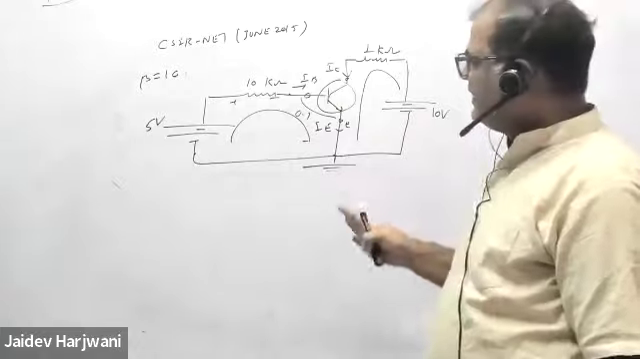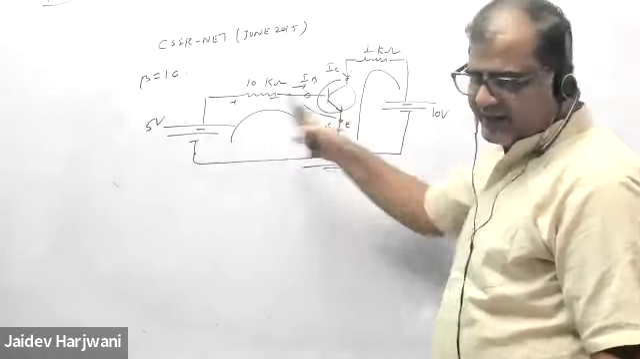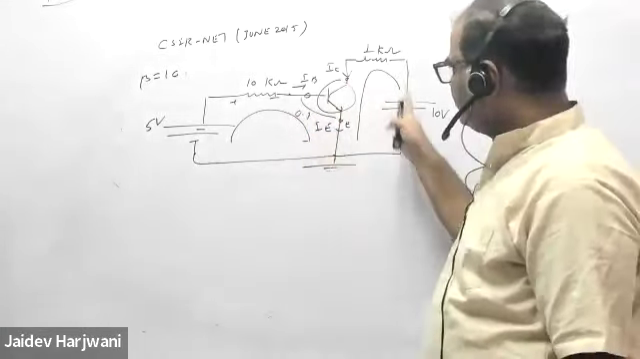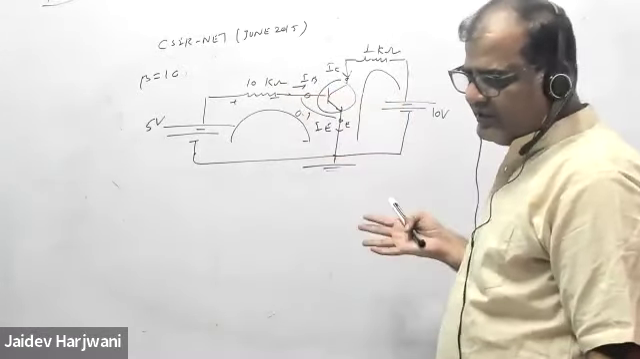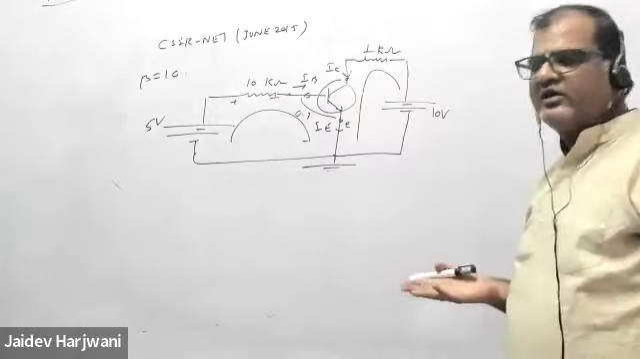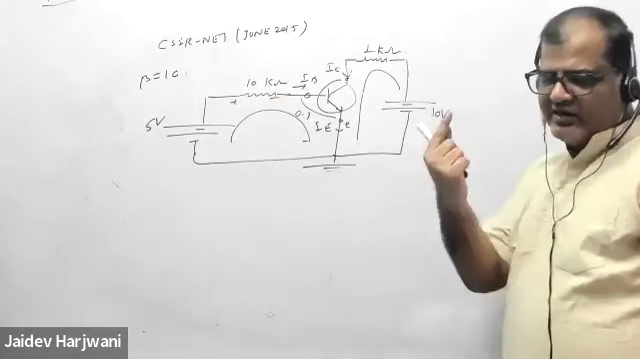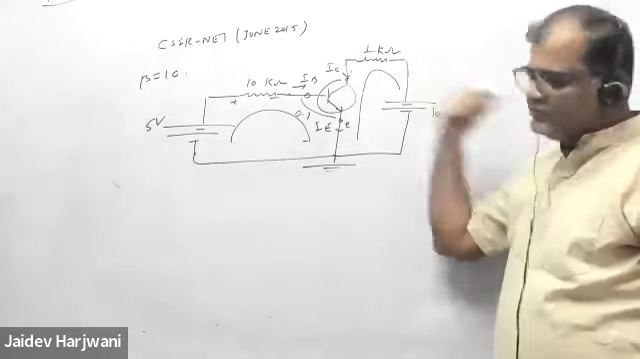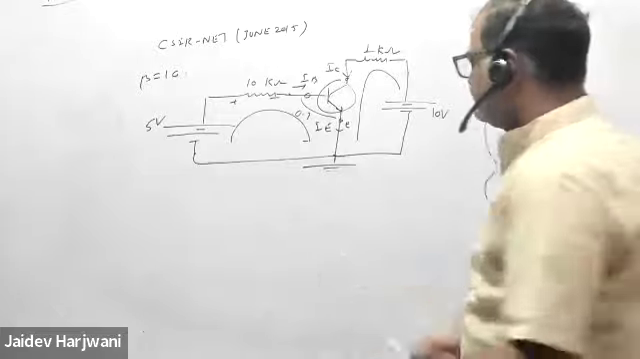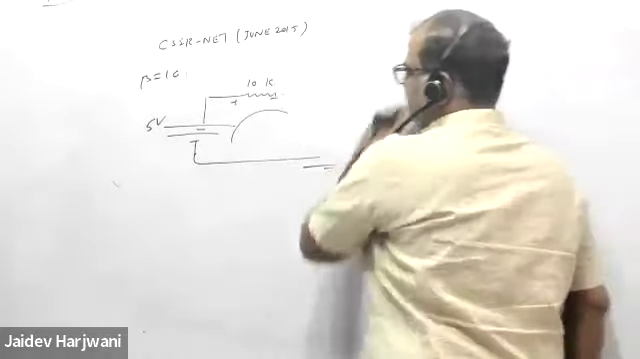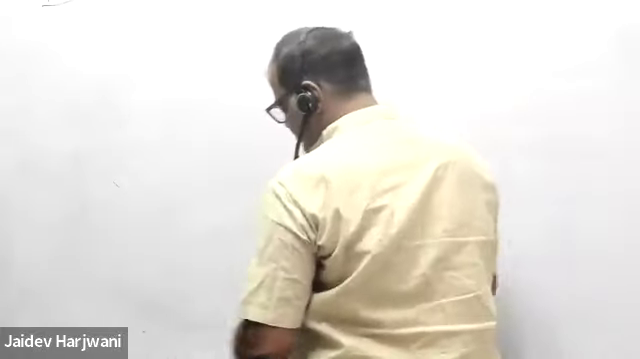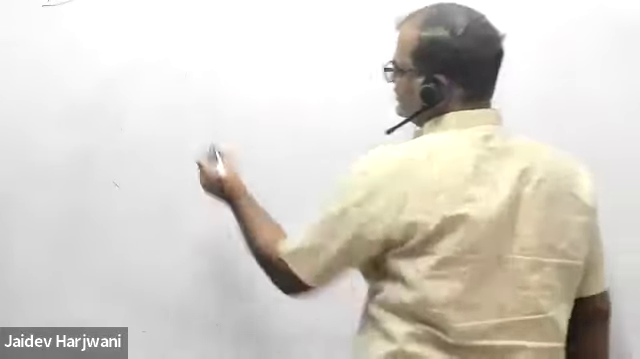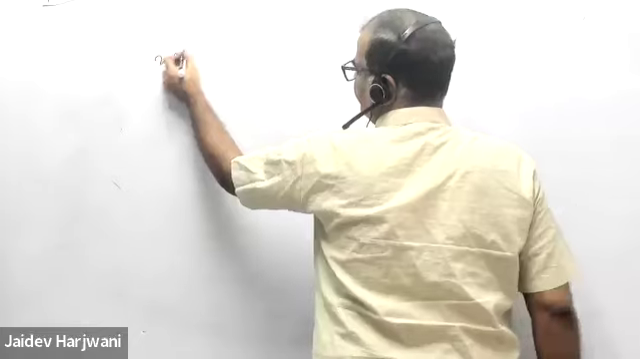But actually this kind of biasing is not practical because you cannot apply two batteries to every transistor. Batteries are very costly and maintenance is difficult. So you generally have one battery, and one battery will be connected to the hundreds of transistors. Without biasing, you cannot work. So first of all, why is biasing required?